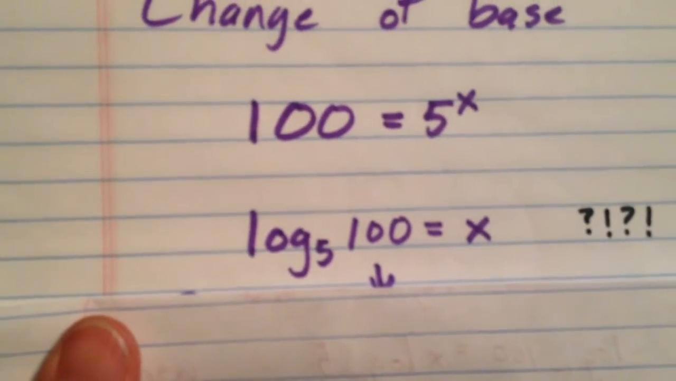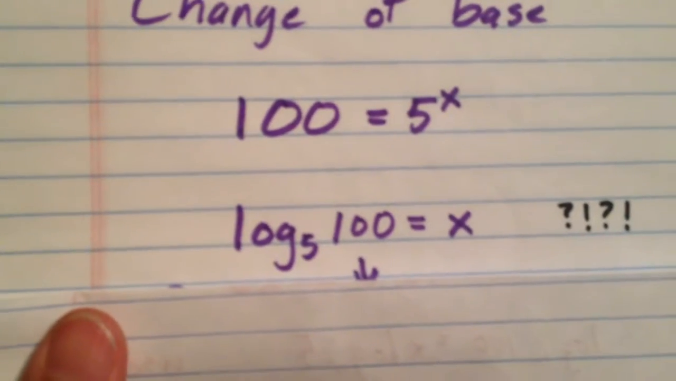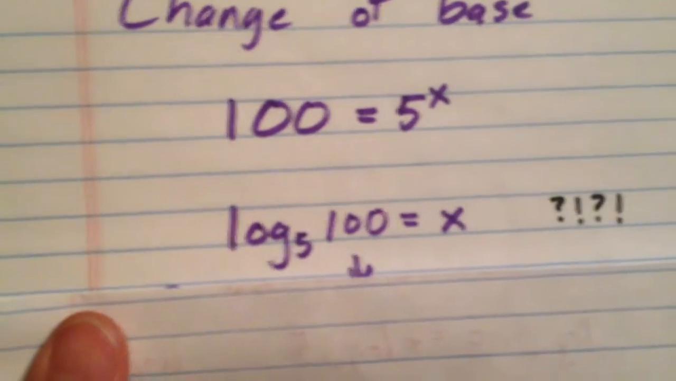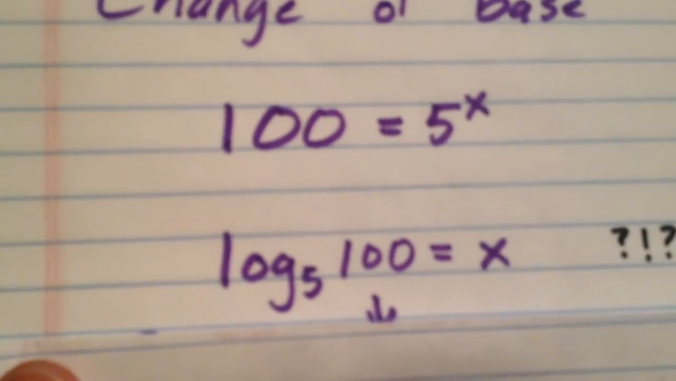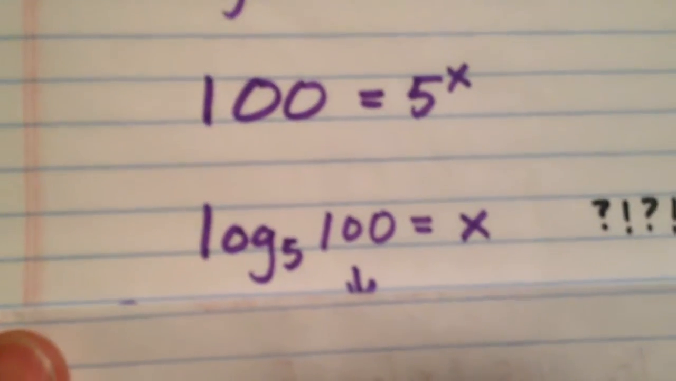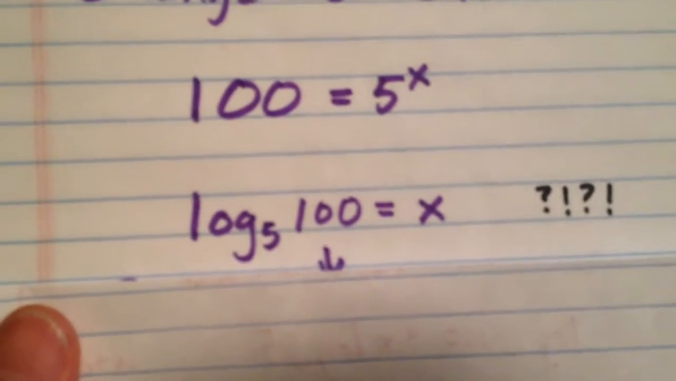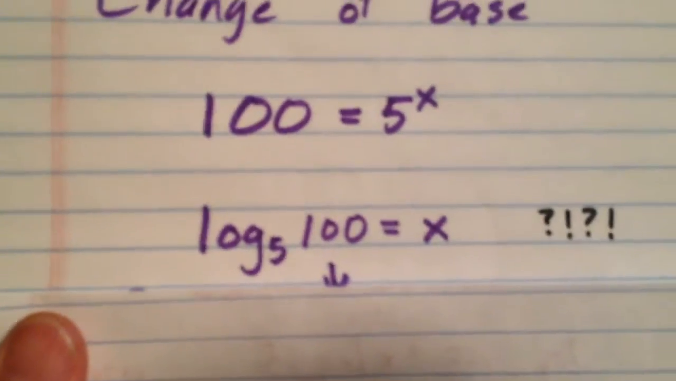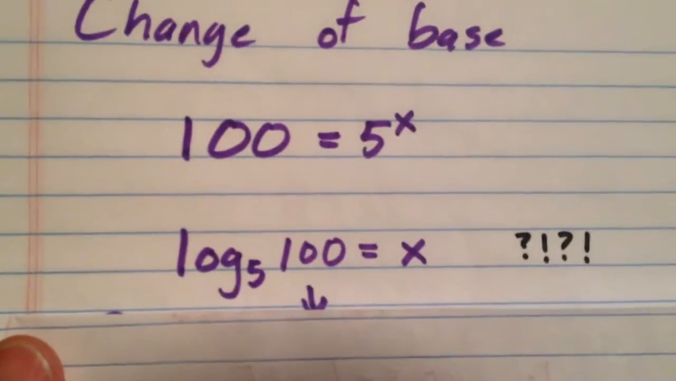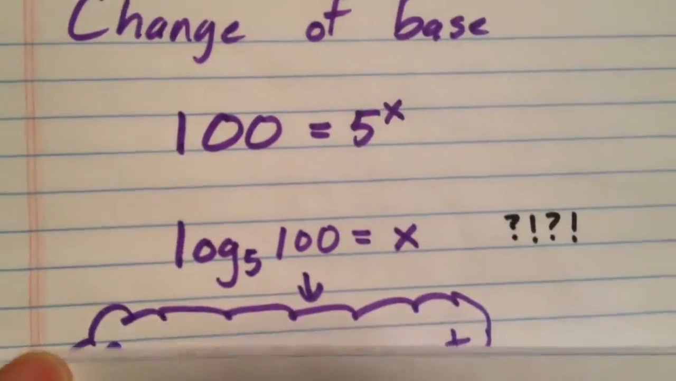We can write it in log form, which is log base 5 of 100 equals x, because this is asking the question of 5 to what power is 100. So it's the same question either way. But then we're not quite sure where to go because there is no log 5 button on most calculators. So we're kind of stuck here. So this is where we do the change of base.